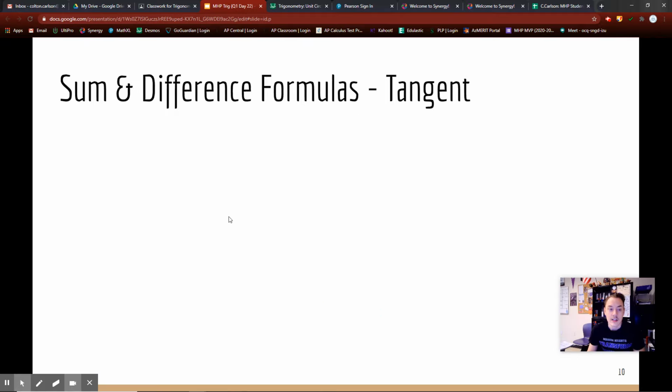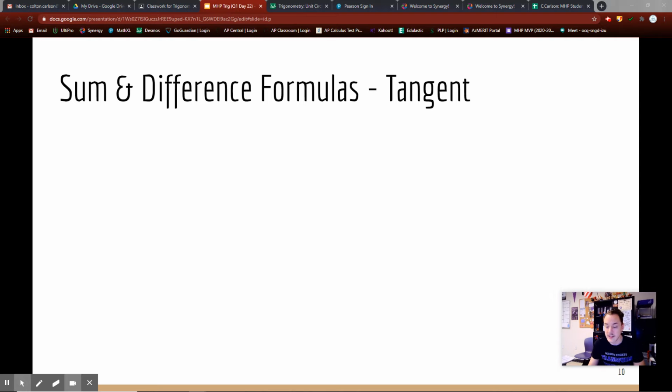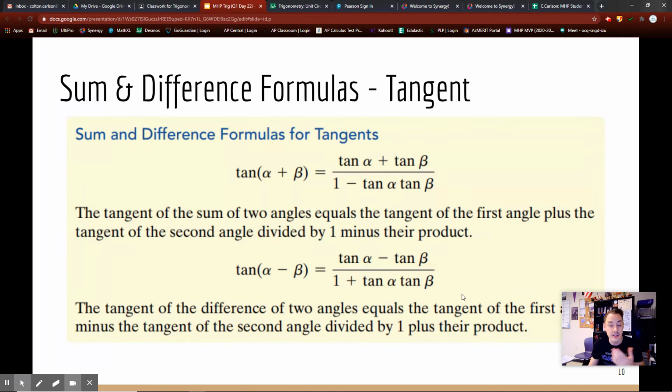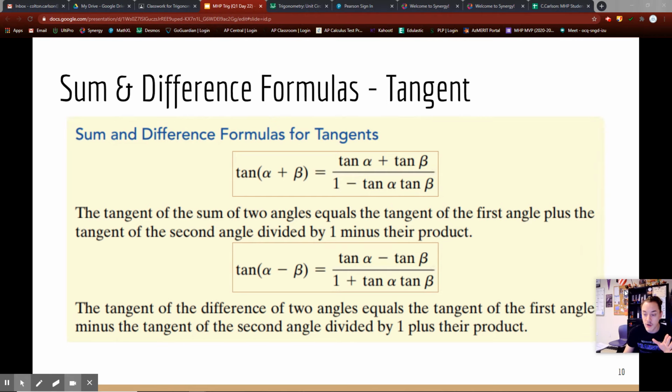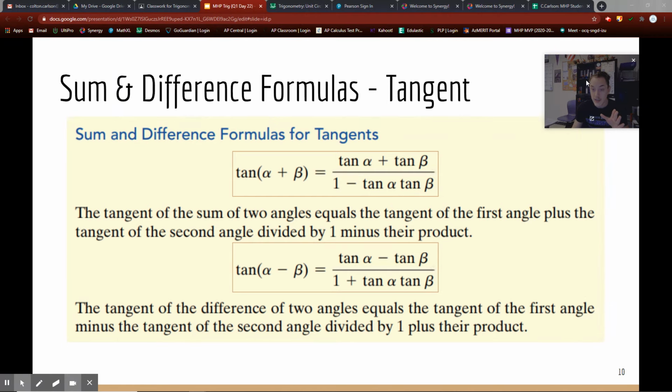Now, sum and difference formulas for tangent. Okay, that was cosine and sine. Sum and difference formulas for tangent is this. Okay, and I love these formulas. Now I will have to share with you, I don't ever really use these tangent formulas verbatim. I don't actually have these memorized at all because I don't use them.